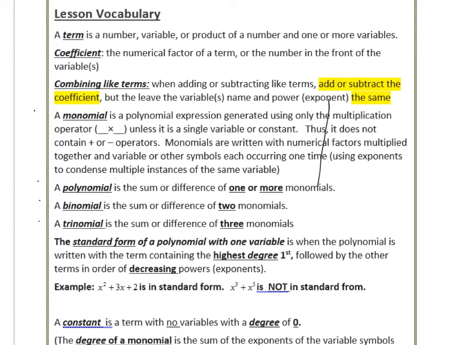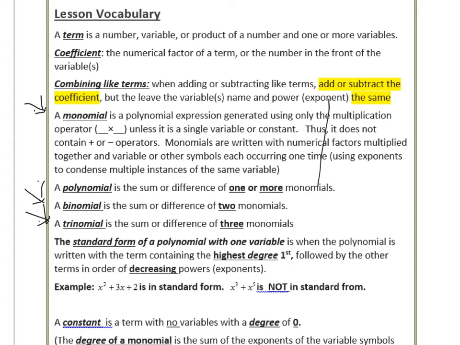We really only have a special name for one term, which is a monomial, two terms, which is a binomial, and three terms, which is a trinomial. If you have an expression made up of more than three terms, 4 terms, 5 terms, 6 terms, etc., you're just going to call that a polynomial.